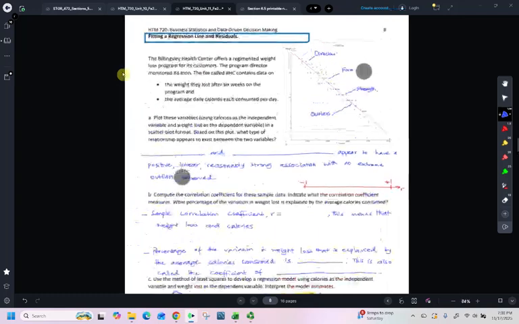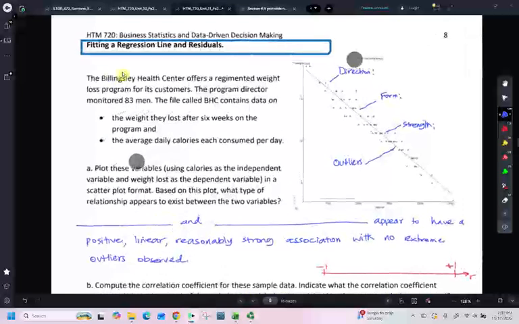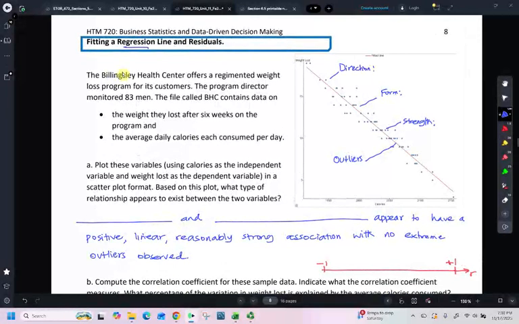In this video, we are going to learn about fitting a regression line and residuals. And the data set we're going to use as a very good example here has to do with the Billings Lee Health Center, which offers a regimented weight loss program for its customers.